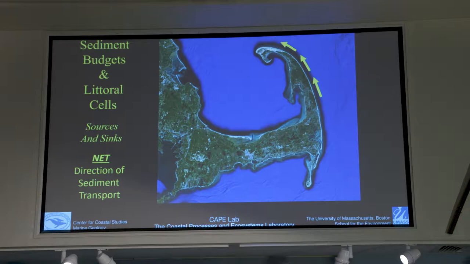Perfect example of a littoral cell. This is a natural cell on the outer Cape, right? No structures, no dredging, no dredging of inlets. It's all within the Cape Cod National Seashore. So it's a very, very natural situation.